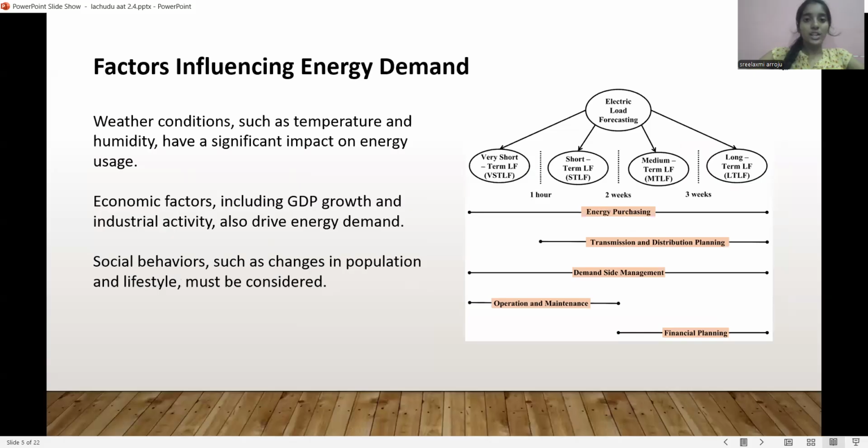Factors influencing energy demand. Weather conditions such as temperature and humidity have a significant impact on energy usage. Economic factors including GDP growth and industrial activity also drive energy demand. Social behavior such as changes in population and lifestyle must be considered.